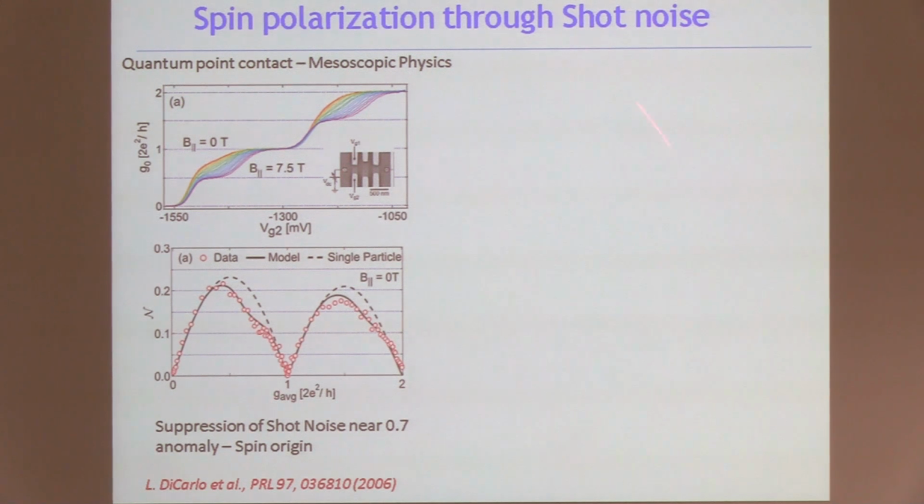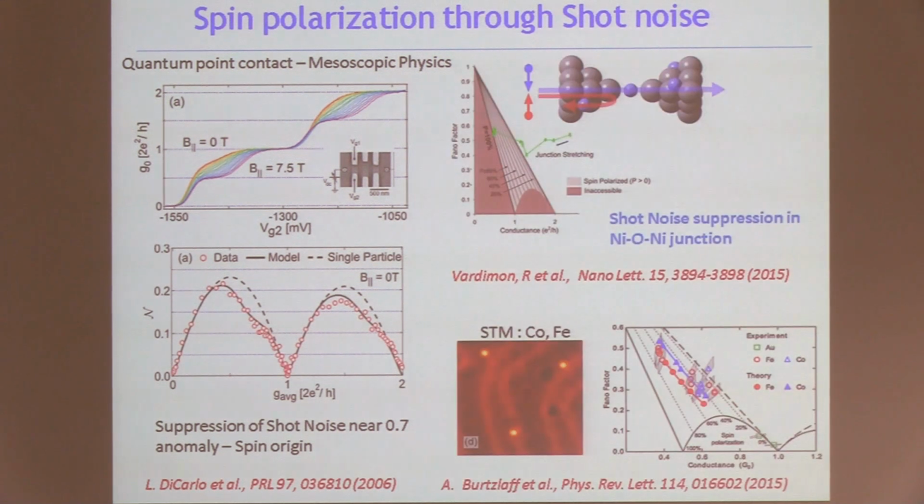So spin polarization through shot noise was seen in mesoscopic systems. I think a few of you know that the 0.7 anomaly in a quantum point contact was a very important phenomenon in the 1990s or 2000, and this data was from Charlie Marcus's group, where they found shot noise reduction in this 0.7 anomaly, and they found that a spin origin is there. There was also Oren's work, and then Professor Richard Brandt's work. They also found shot noise in an STM break junction, STM contacted cobalt and iron.